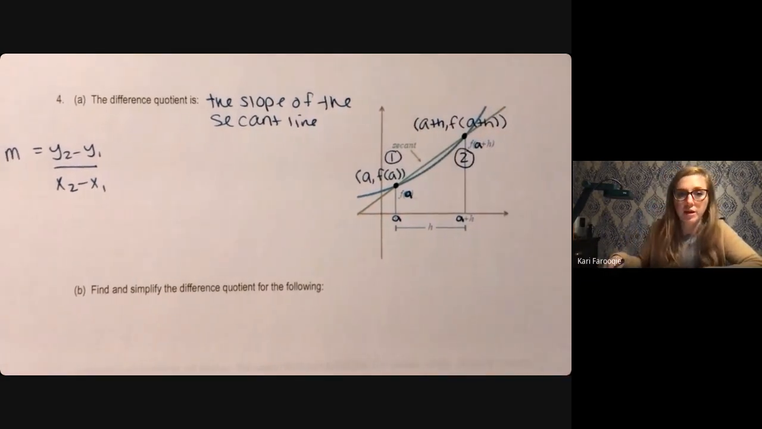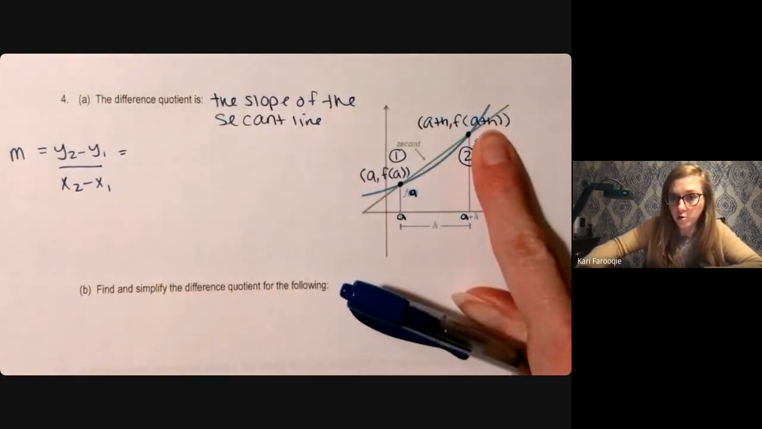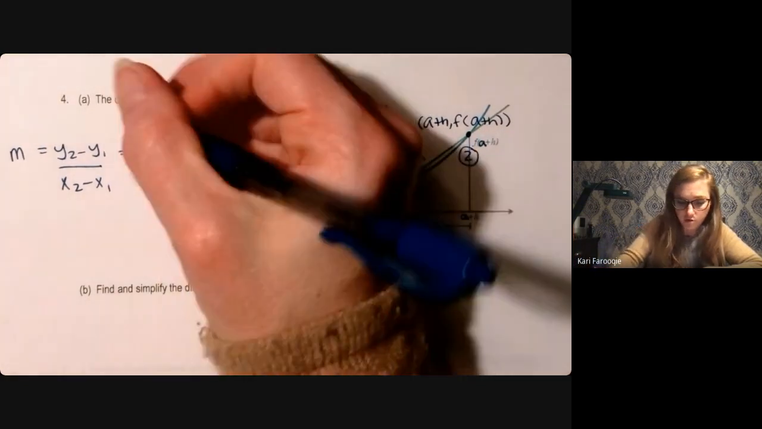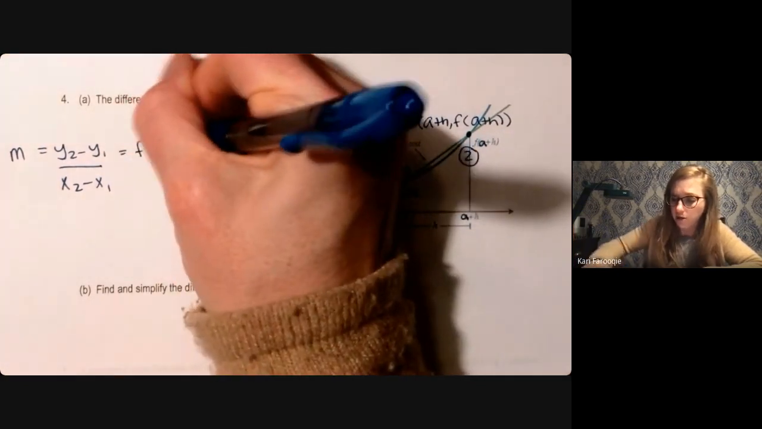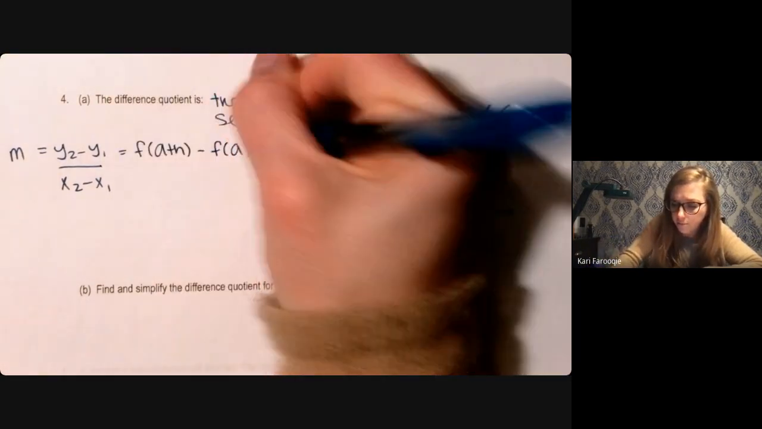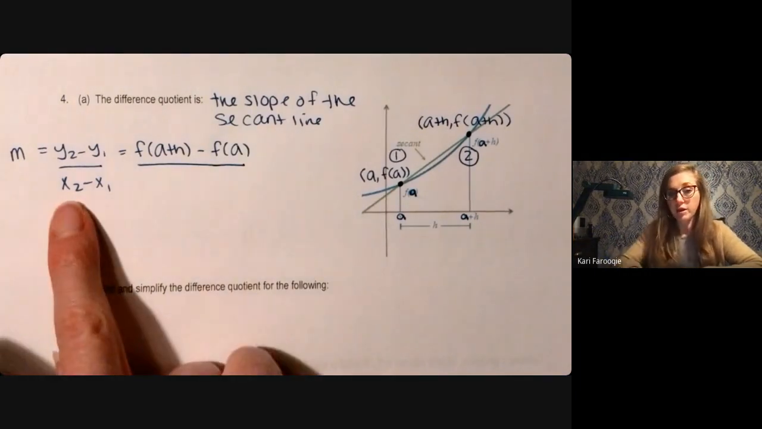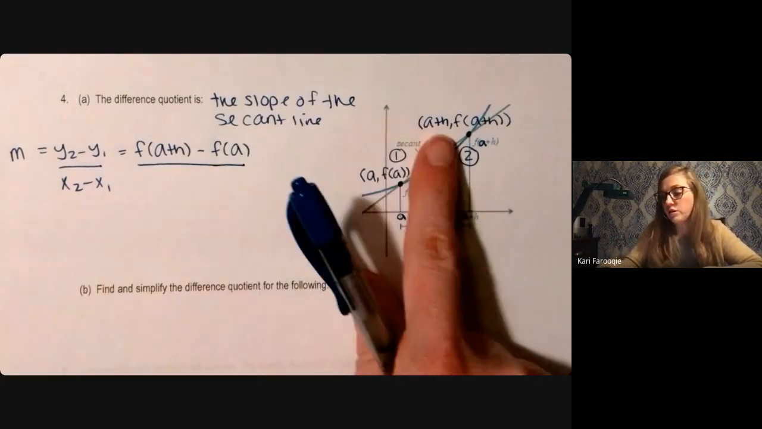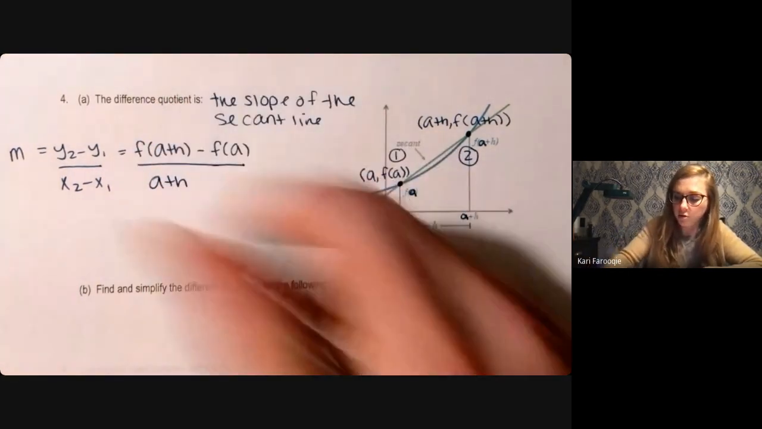Then I can say that y sub 2 minus y sub 1 is just the y coordinate at point 2, which is going to be f of a plus h, minus the y coordinate at point 1, which is f of a, divided by, and then we'll take x sub 2 minus x sub 1. So we'll take the x coordinate at point 2 and the x coordinate at point 1.